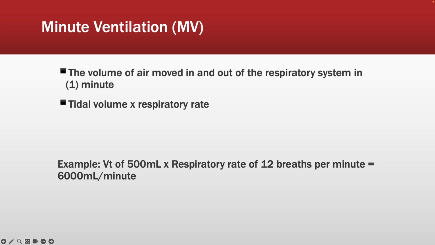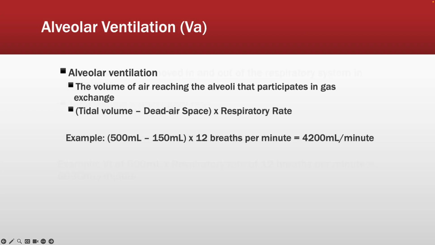An example of this, if we have a tidal volume of 500 mLs, which is pretty normal for most average sized adults, 500 mLs per breath times 12 breaths per minute gives us 6,000 mLs per minute, or 6 liters per minute, which is about normal, between 6 to 8 liters per minute.